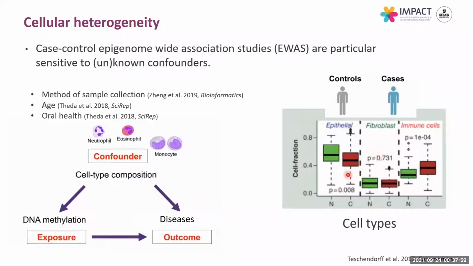So the image shown here on the left-hand side is an example of how the result looks. The y-axis is the cell fractions, the x-axis is the case and control, where the n is a negative control, and different cell types, which include epithelial, fibroblasts, and immune cells.